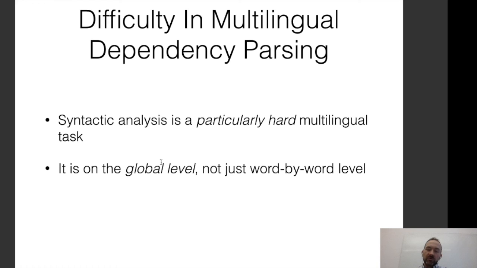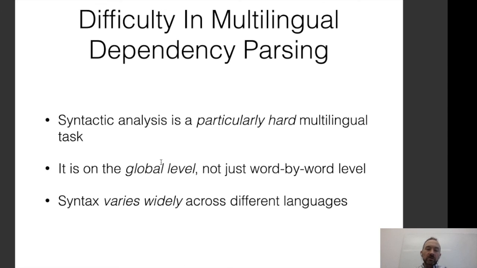Number one, it's on a global level, not just a word-by-word level. For example, in contrast, for named entity recognition, you don't really need to have a global view of the sentence in order to do quite well. But to do well on dependency parsing, you really do need to process the whole sentence as a whole and resolve discrepancies between conflicting interpretations of the sentence. Another thing is syntax varies widely across different languages, like I just showed before with the example of English, Hindi, and Arabic.